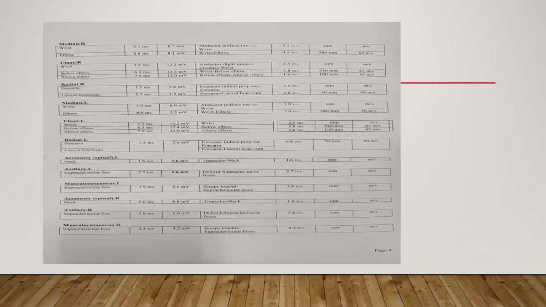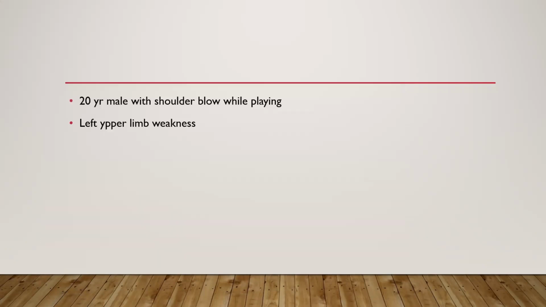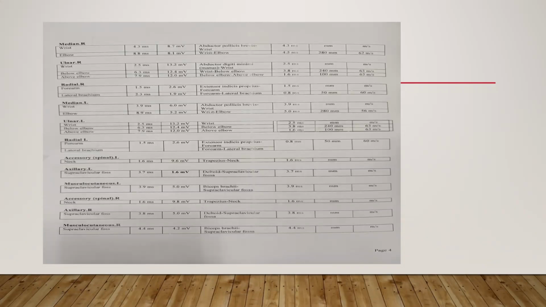Left spinal accessory is normal amplitude, latency. Left axillary, ma'am, amplitude is less than 50% of right. So left axillary is reduced, and left musculocutaneous and right, ma'am, normal. Okay, so what is seen, ma'am? This patient is having involvement of left axillary nerve.